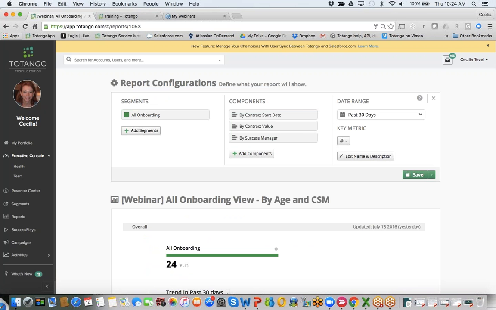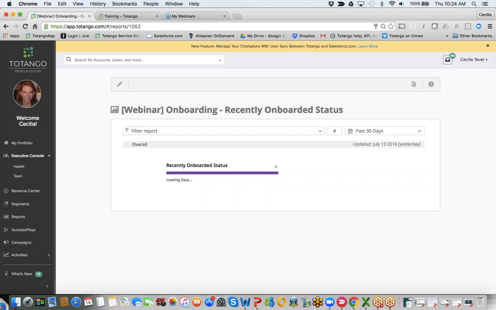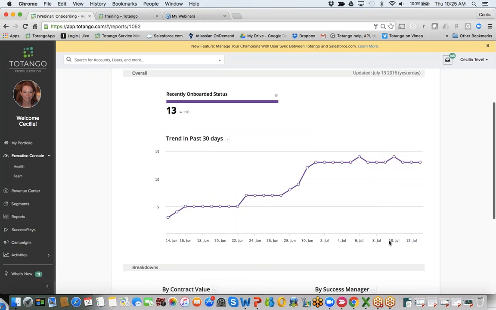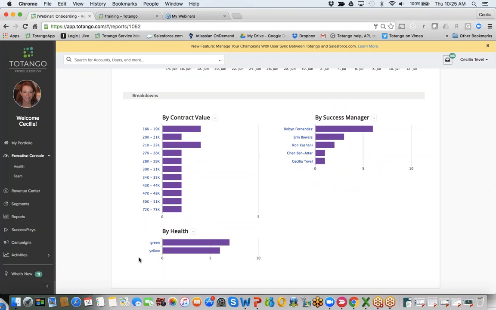So that's one report. Let's go back. There's another one that I wanted to highlight really quick that looks at all the customers that have recently onboarded. Right now I have 13 customers that have recently transitioned from onboarding to live. I can also see it by success manager and contract value and health. So it looks pretty good. It looks like I have mostly green customers.